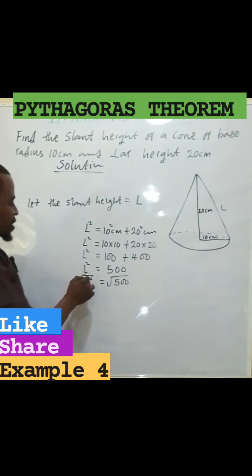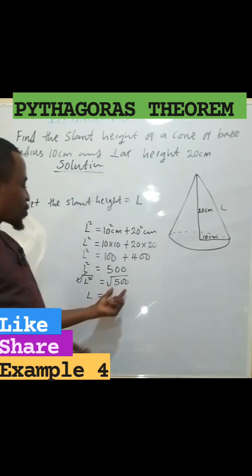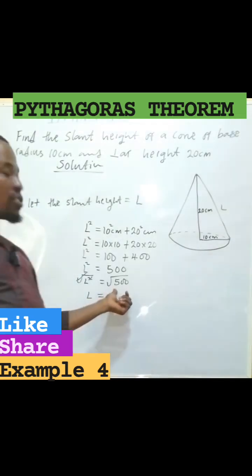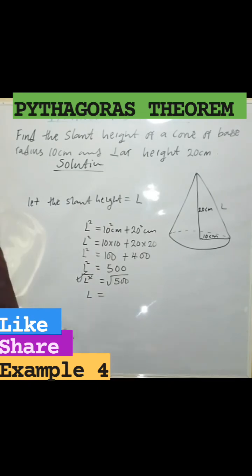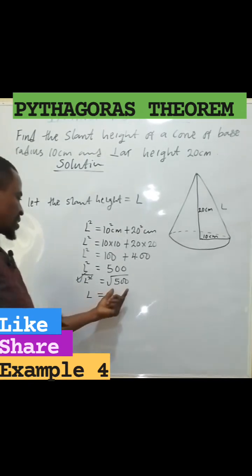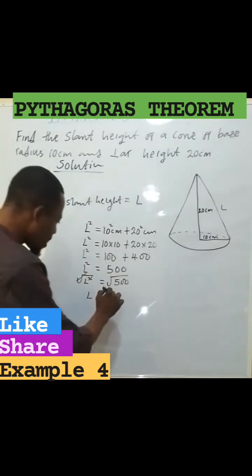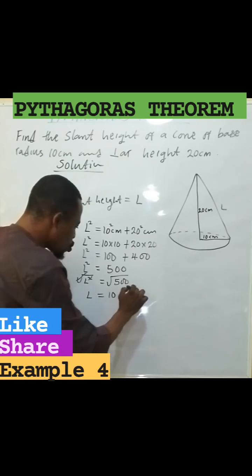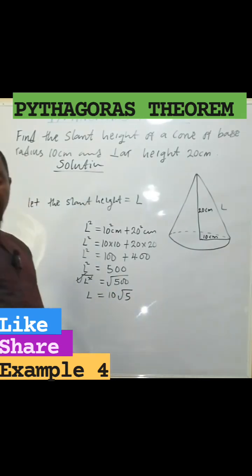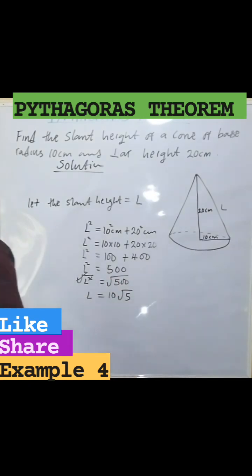So square root cancels square. We have ordinary L to be equals to the square root of 500. And in this case now, when you look at it, 500 is not a perfect square number. So we now break it down, which means 100 times 5 will give us 500. So it will now be 10 root 5. Are we together now? So that's what the square root of 500 will give us.